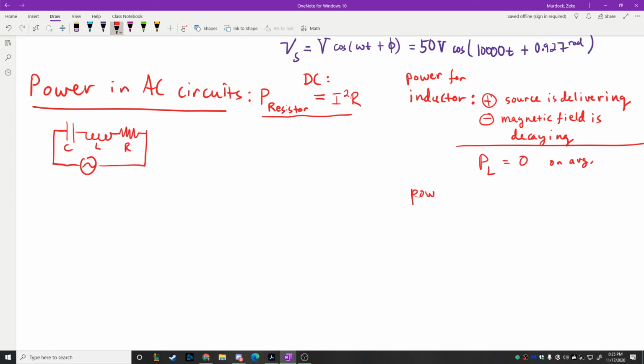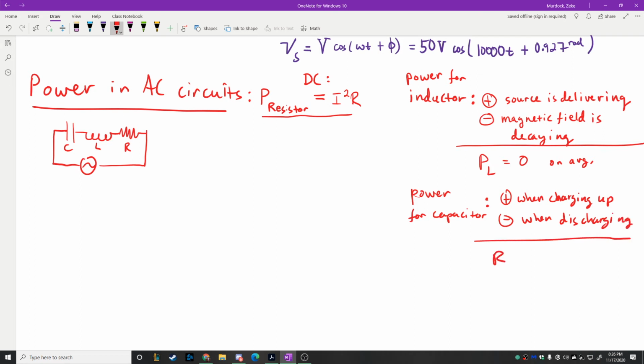The power for the capacitor is exactly the same. Half the time it's positive and half the time it's negative. It's going to be positive when the capacitor's charging up, and it's going to be negative when the capacitor's discharging. So this is positive when charging up, and it's negative when discharging. And if you sum those up, you get that the power for the capacitor, whoops, didn't mean to write it like that.